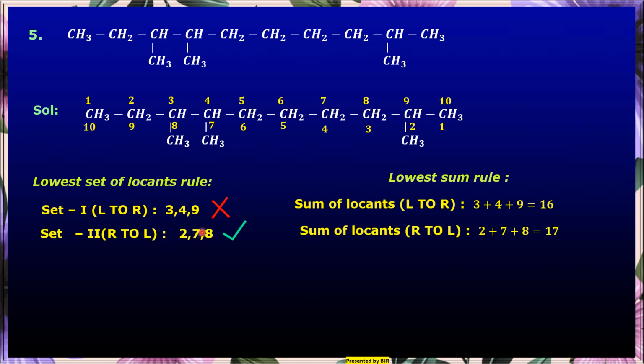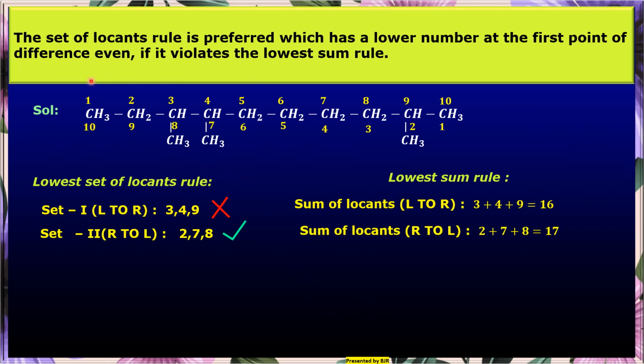So here two rules are giving different results. At that time we should not use the lowest sum rule, and we have to prefer only the lowest set of locants rule in order to verify which one is correct. The set of locants rule is preferred, the one which has a lower number at the first point of difference, even if it violates the lowest sum rule. So don't use the sum rule whenever two rules are giving different results.